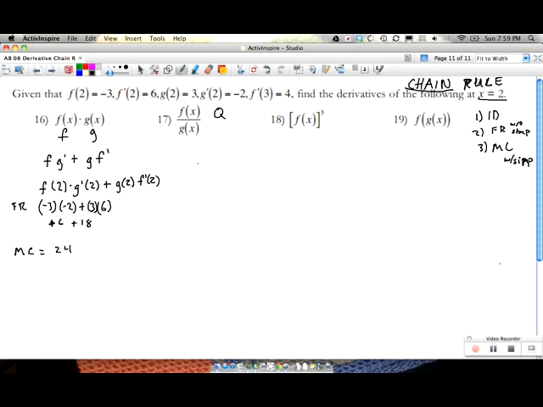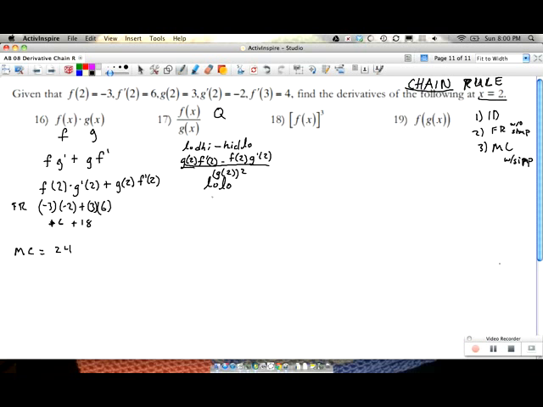What do we got? We got quotient rule. Okay, so quotient rule, not too bad. We're going to be looking at low d high minus high d low all over the low squared. Well, the low in this case is g of x. That's g of 2. The derivative of the high is going to be f prime of 2 minus the high, which is f of 2, times the derivative of the low, which is g prime of 2, all over the low squared, or g of 2 squared.